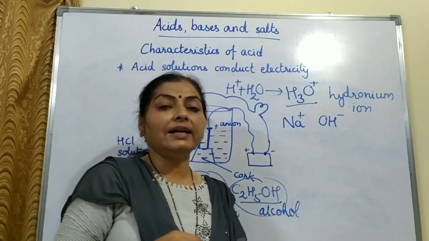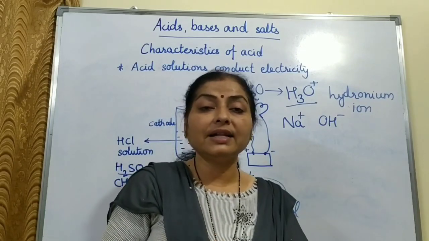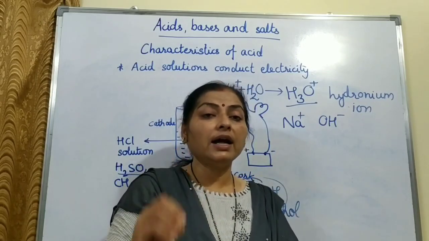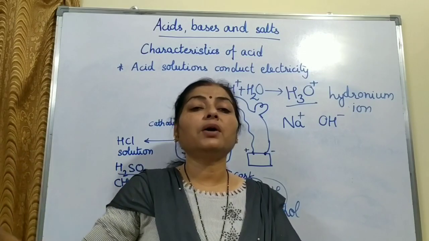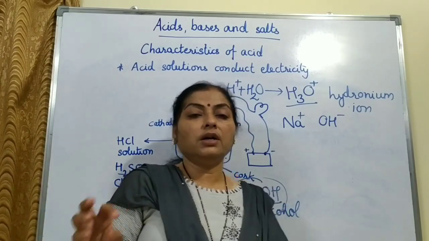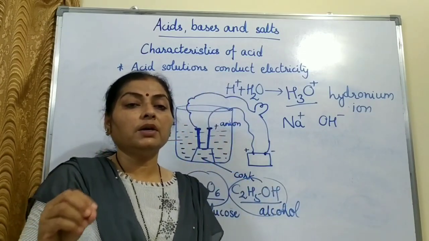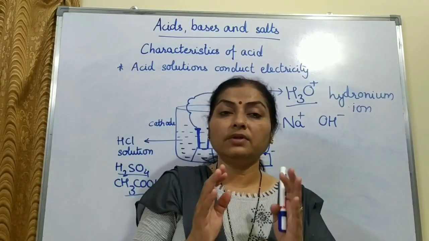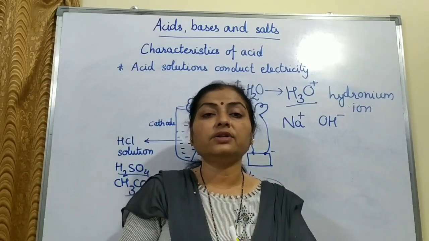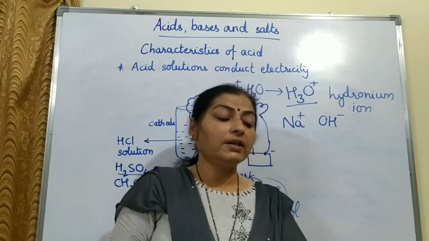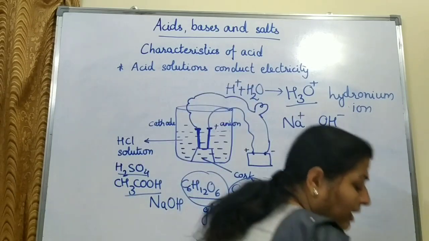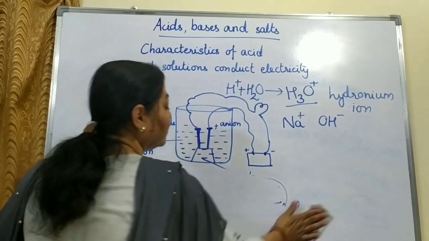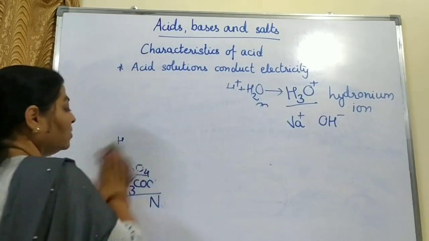When water is added to any acid solution, or it is diluted, the hydrogen ion concentration decreases per unit volume. Children, per unit volume, this term is very important when you write about the dilution or the concentration of hydrogen ion. What does it mean? Let us just see quickly and then we'll finish it off. Per unit volume.